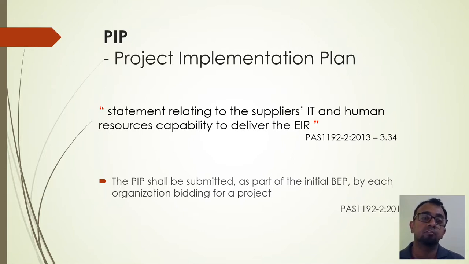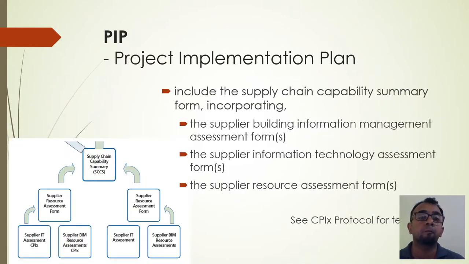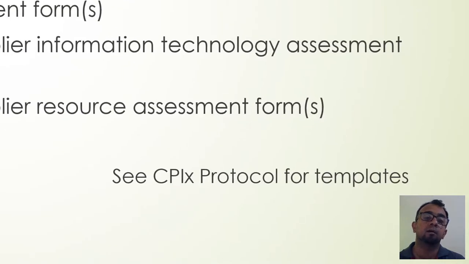This document should provide enough details to facilitate this, right? So this includes a supply chain capability summary form, incorporating the supplier's BIM assessment forms, the supplier information technology assessment forms, the supplier resource assessment forms. All these documents are prepared or offered by CPIC protocol for templates, right?